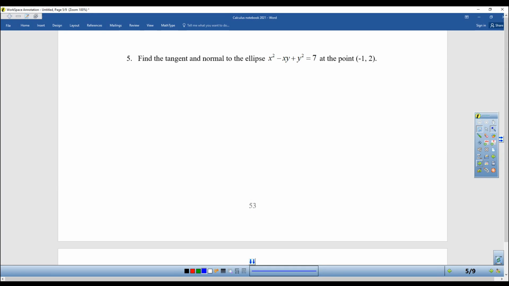Okay. Find the tangent and normal line. This is a great question for skipping all the way down to the bottom and writing the answer because it's going to be a little bit long. Notice that a lot of times they won't actually write find the equation of the tangent line. Just find the tangent and normal. This really means find the equation of the tangent line.